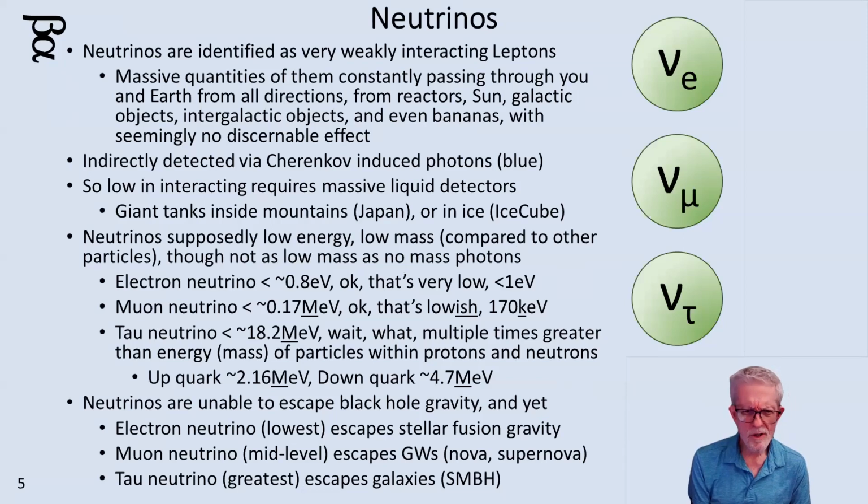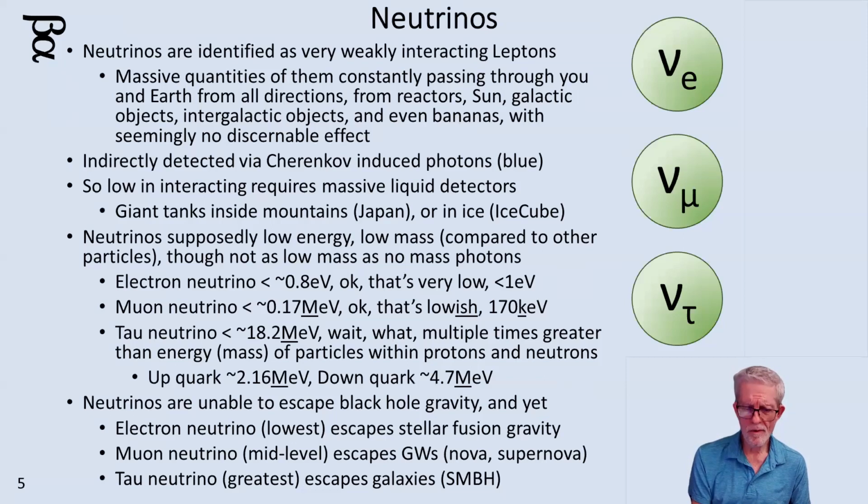So I was always taught neutrinos are these really weak things. How is it the neutrinos actually have more energy than up and down quarks? Well, ignore the man behind the curtain. We're telling you it's weak. We're telling you it doesn't affect anything. Just ignore the fact that tau neutrinos have more energy than up and down quarks.